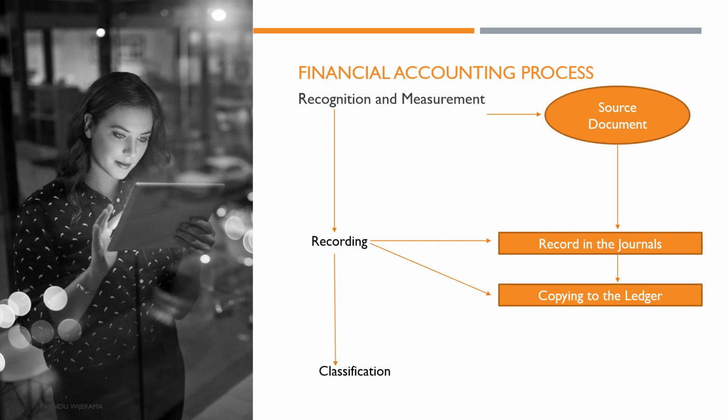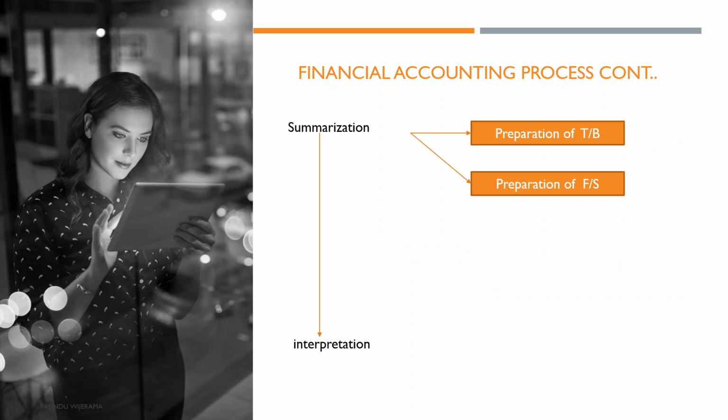Then once you recognize and measure, the second function is recording. Recording in accounting is usually done in 2 places. First you record in the journal and next you record in a ledger. Every transaction, every event will be recorded in two places: first in the journal, then in the ledger. Look at the two words that I have used: record in the journal, copying to the ledger. You initially record in the journal, and then from the journal you copy to the ledger. How to record them in the journal and how to copy them to the ledger, we will talk about later. After recording, we talk about classification, and after that summarization.